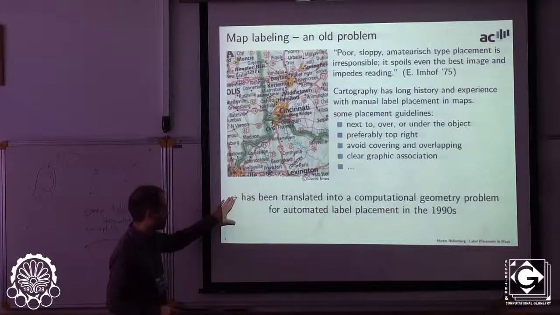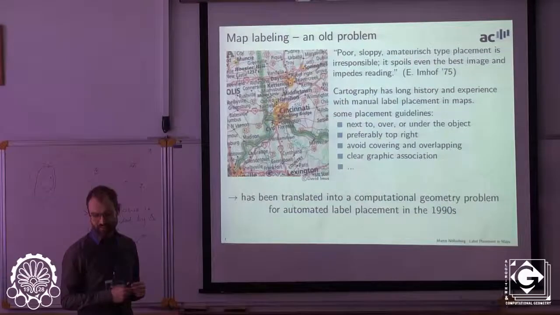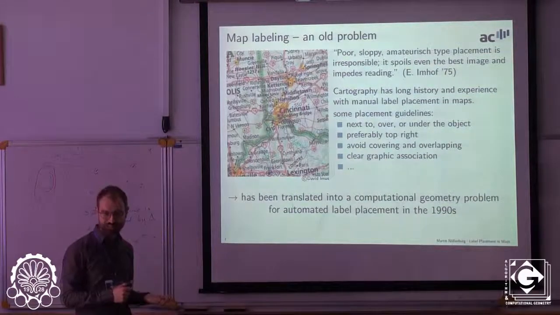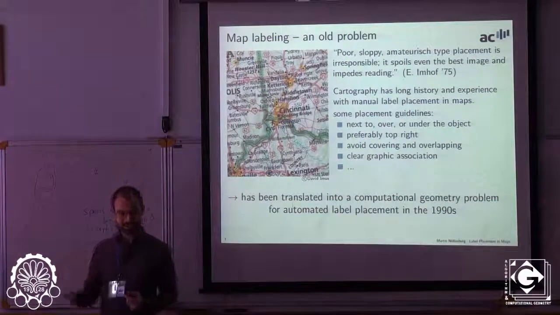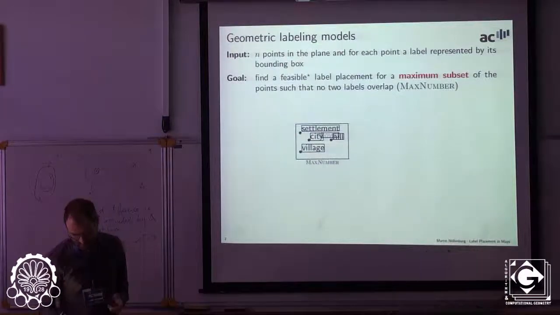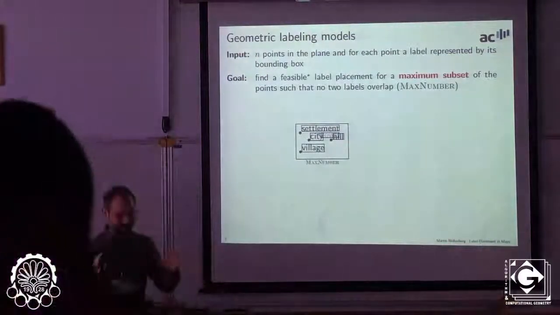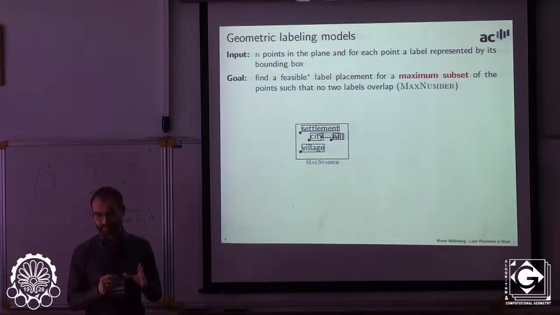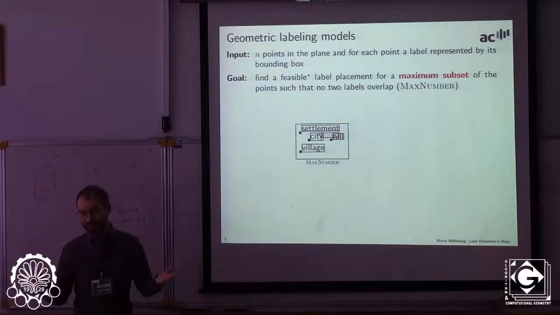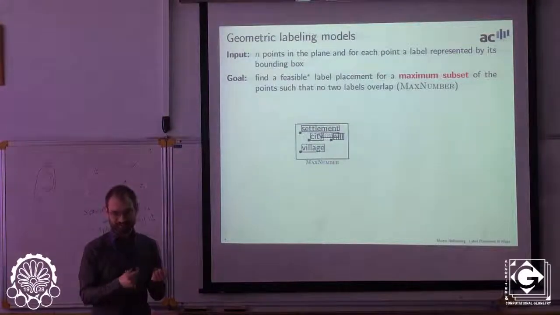This type of problem of placing labels in maps has been translated into the computational geometry community quite a long time ago, already in the early 1990s. People have studied label placement, and we will see how this has developed over time. So typically the geometric labeling models are as follows. You can abstract the map into a point set, so you're given n points in the plane. Imagine they are cities or other places, and you want for each point to put a label that gives the name or some description of that point, but we can model this as the bounding box. So it's points and rectangles, basically.